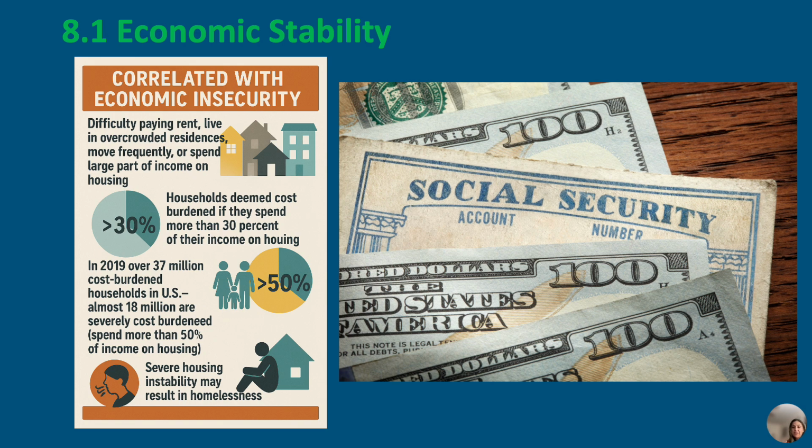So when we think about this and go into a little more, economic insecurity is correlated with difficulty paying rent, living in very overcrowded residences, frequently moving, and spending a very large portion of their income on housing. So households are deemed cost burdened if they spend more than 30% of their income on housing. And in 2019, there were over 37 million cost burdened households in the United States and almost 18 million are severely cost burdened. So they spend more than 50% of their income on housing.